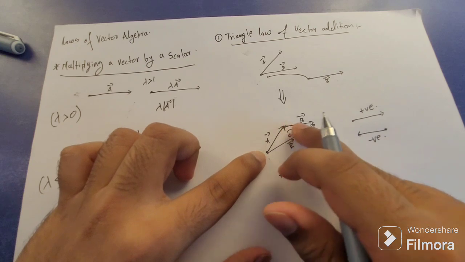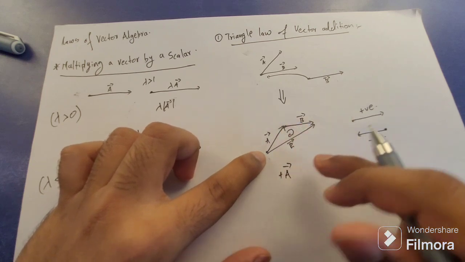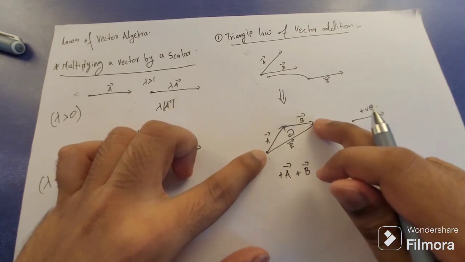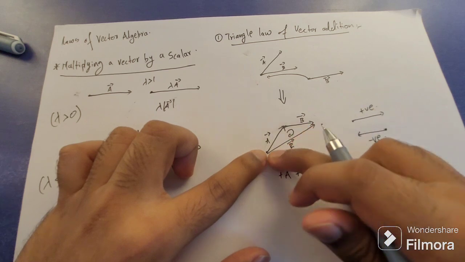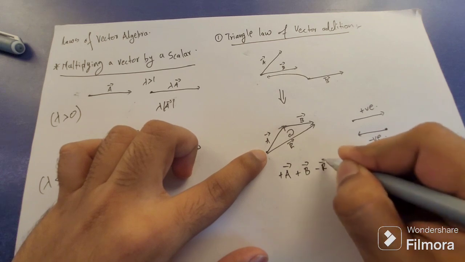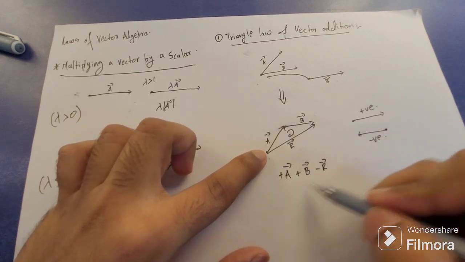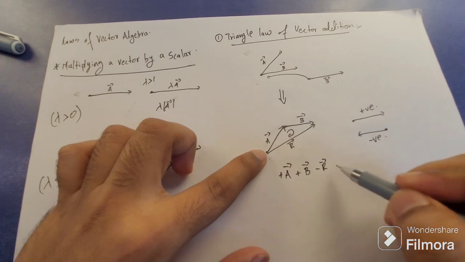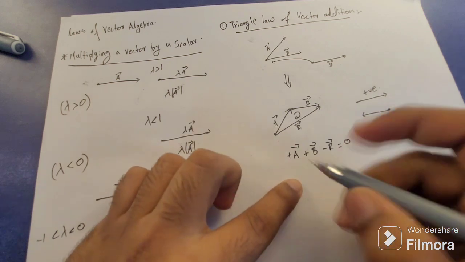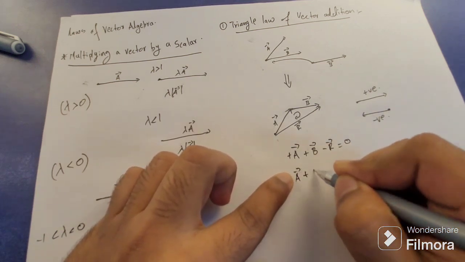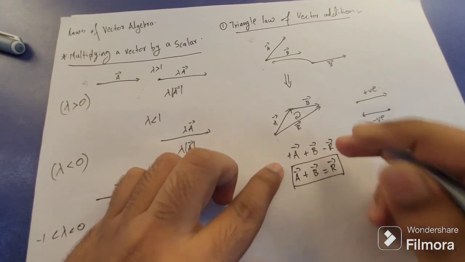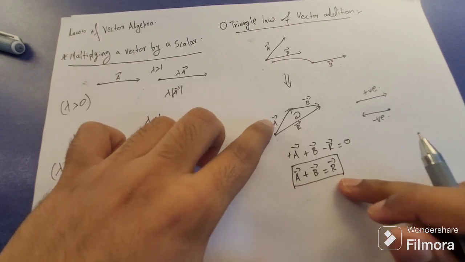After that, I'm going along the direction of vector B, so I'll again take it as plus vector B. And finally, while traversing the third side, I'm going against the direction of the resultant vector, so I'll take it as minus R vector. The sum of all these is always equal to 0 in a closed loop. Now if I rearrange these, I'll get A vector plus B vector equals R vector, which is the mathematical equation of the triangle law of vector addition.